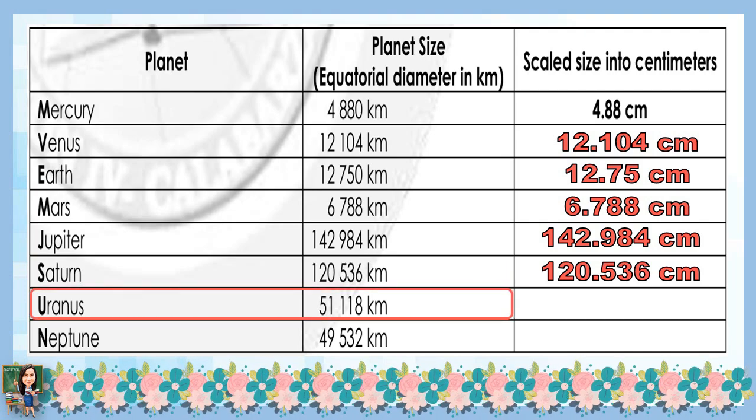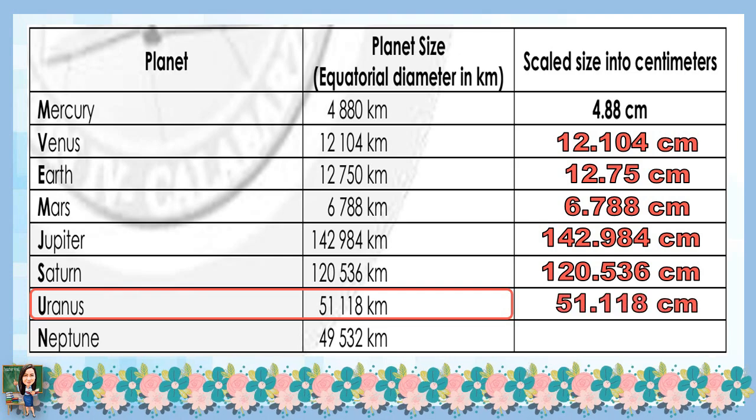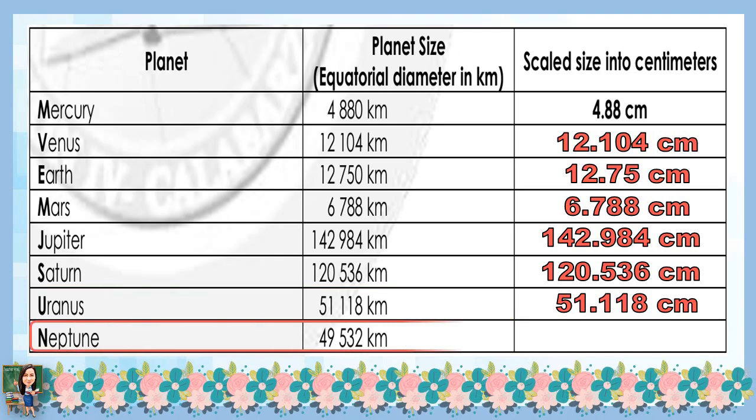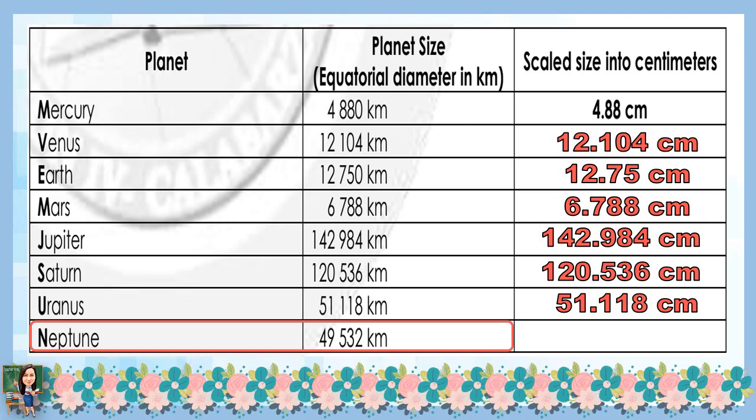Uranus. 51,118 divided by 1,000 times 1 centimeter equals 51.118 centimeters. And lastly, Neptune. 49,532 divided by 1,000 times 1 centimeter equals 49.532 centimeters.